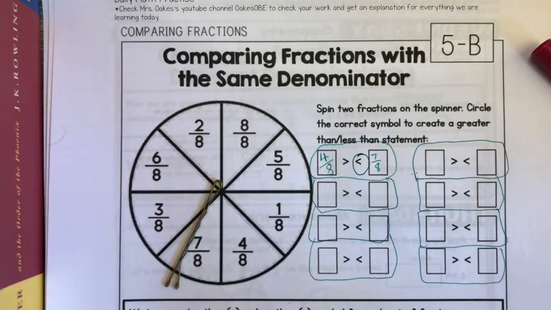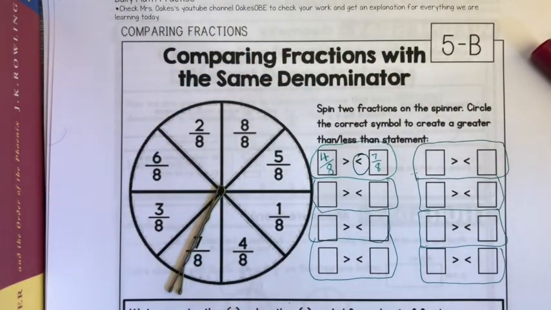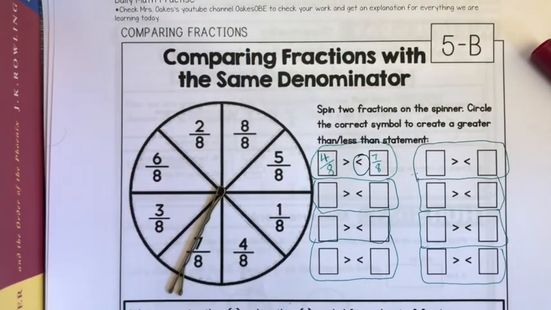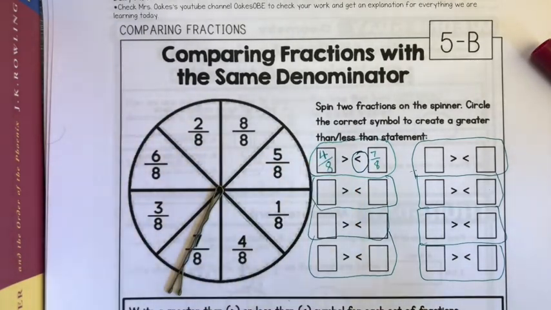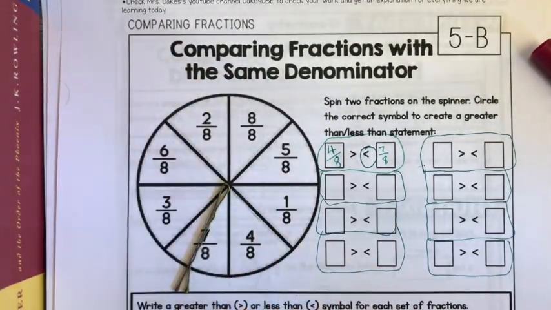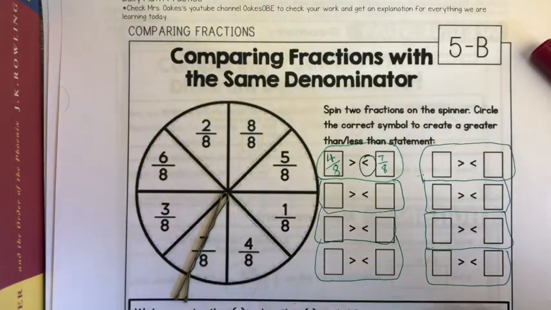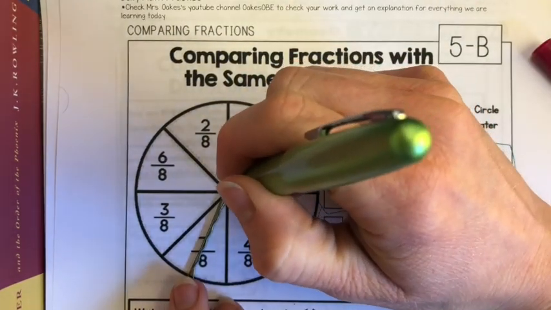So all you're doing is you're going to put your pen in the middle. If you don't have a spinner, you could even just close your eyes and put your finger on one. Spinners are fun, but if you don't have anything to make a spinner, close your eyes, put your finger on a fraction. Really doesn't matter how you do it, guys. It'll be okay. Just pick random fractions.